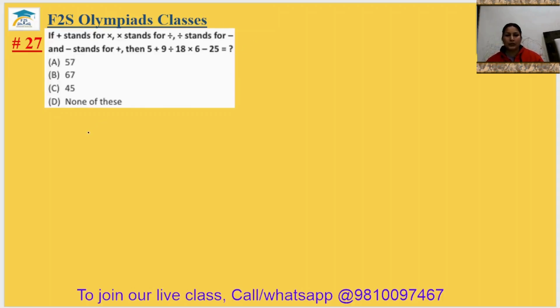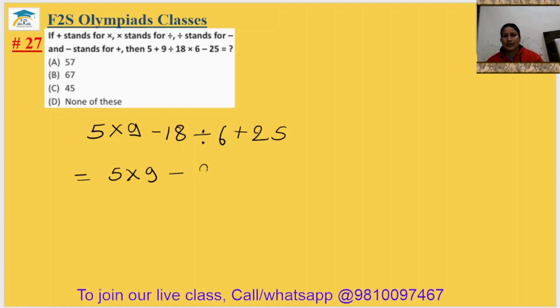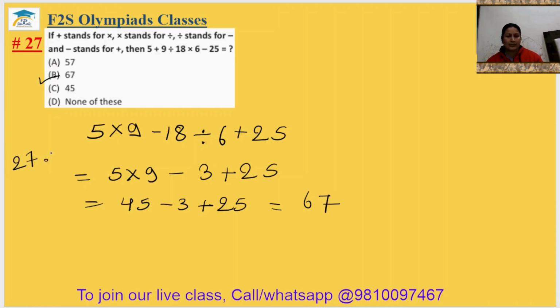So first change the expressions. Look, 5 plus is telling multiply. You can see here. So 5 multiply 9 minus 18 divide by 6 and plus 25. Now apply the BODMAS rule. 5 multiplied by 9 minus 6 3s are 18 plus 25. So now 5 9s are 45 minus 3 plus 25. When you simplify it, you will get 67. It is in the option number B. The 27th answer is option B.